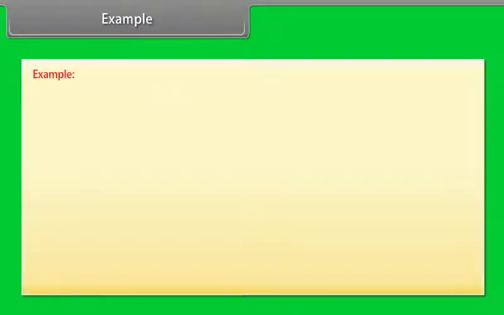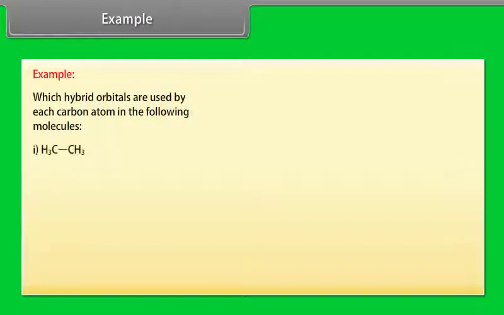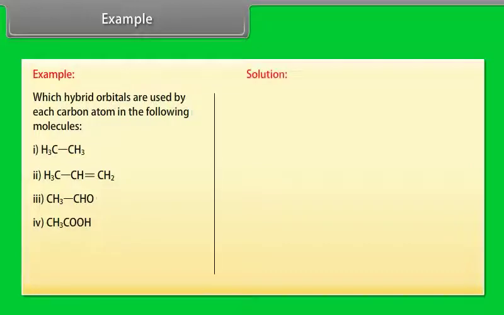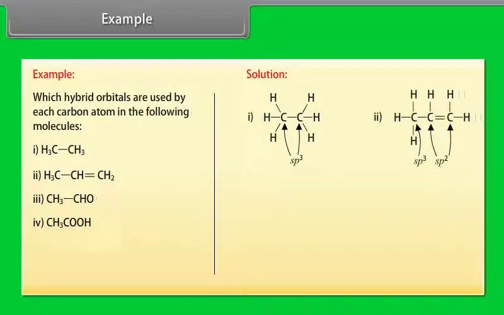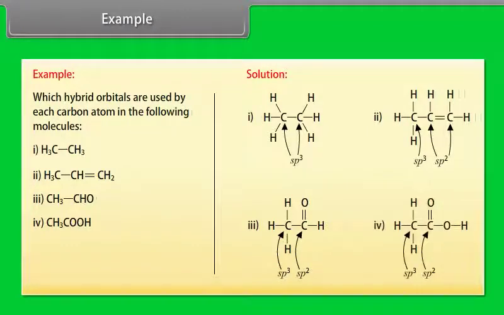Example. Let's take an example on hybridization. Which hybrid orbitals are used by each carbon atom in the following molecules? Let's see the solution. In this molecule, carbon atoms are using sp3 hybridization. In this molecule, carbon atoms are using sp2 and sp3 hybridization. In the next two molecules, carbon atoms are also using sp2 and sp3 hybridization.